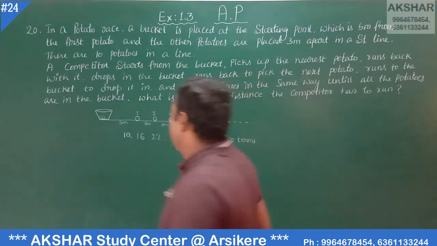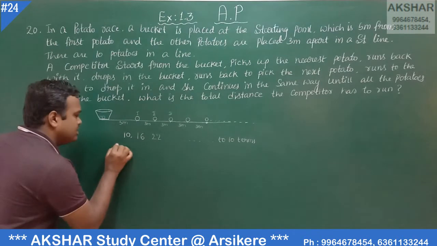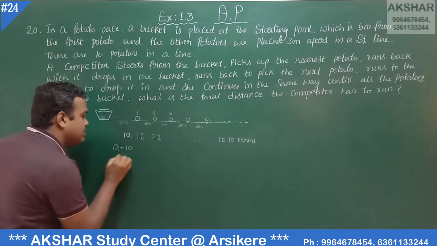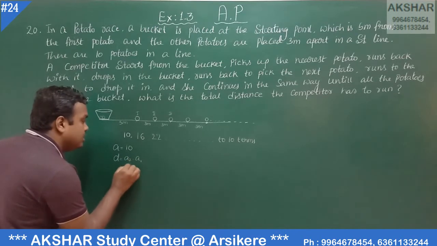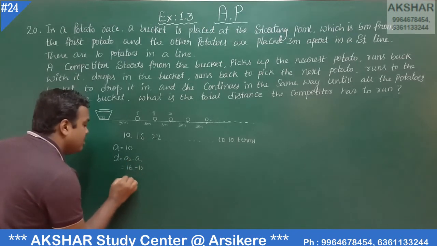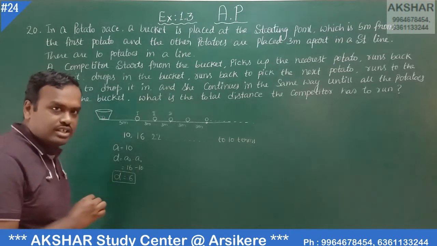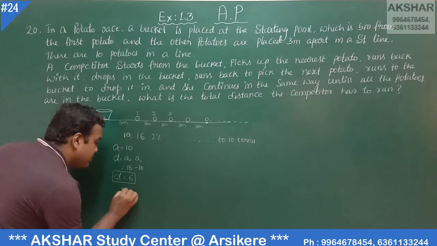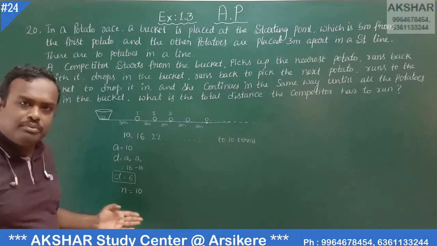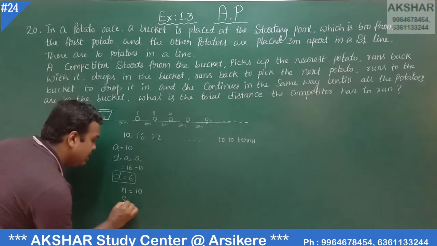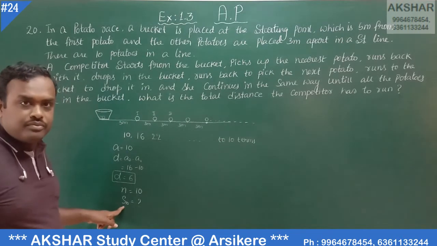Okay, come, I will collect the information. It is very, very familiar for you. No problem, we'll do it once again. A is equal to 10. D which is equal to A2 minus A1, nothing but 16 minus 10 which is equal to 6. D is equal to 6. Is it clear, children? Next, N, number of terms. I will write 10 because there are 10 potatoes. So, number of terms will be 10. So, we need to find S10 which is equal to question mark, sum of 10 terms. Clear?